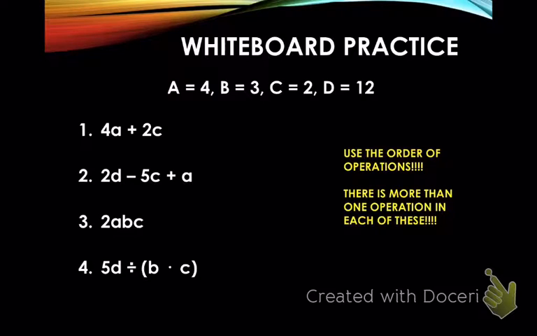All right, ladies and gentlemen, hopefully you're done with the 4 problems at this time. We're going to go ahead and check them right now. We're going to do all of them together. We have 4a plus 2c. We're going to go ahead and plug in the numbers.